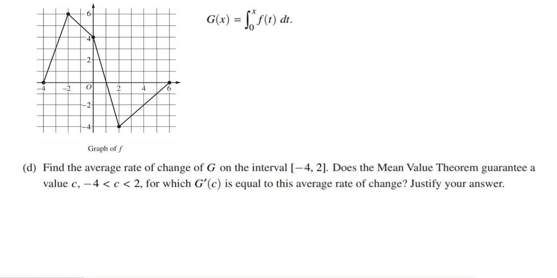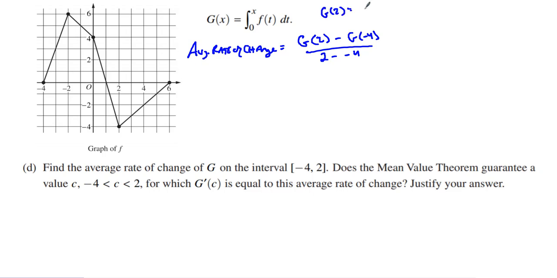Part D says find the average rate of change of g on the interval negative 4 to 2. So let's take a look at what we're doing here. We're trying to take a look at the average rate of change. And that term average rate of change should make you think derivative, which means we're taking g of 2 minus g of negative 4 over 2 minus negative 4. Okay, and remember, g of 2 is the integral from 0 to 2 of f of x dx, which means what's my area from this value here and this value here, and of course that area is 0, isn't it?